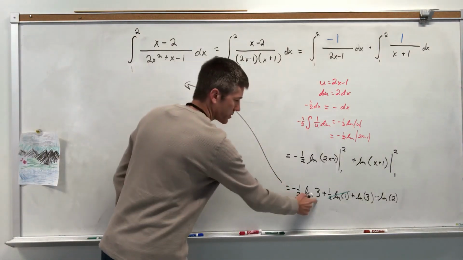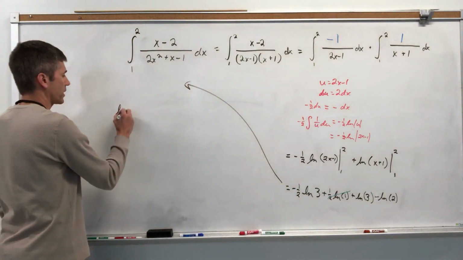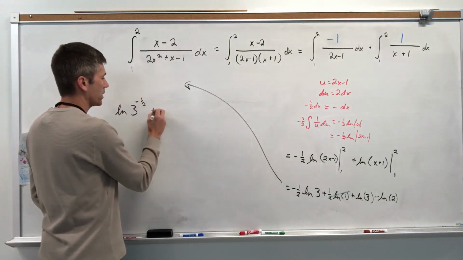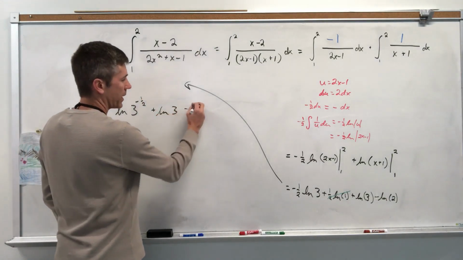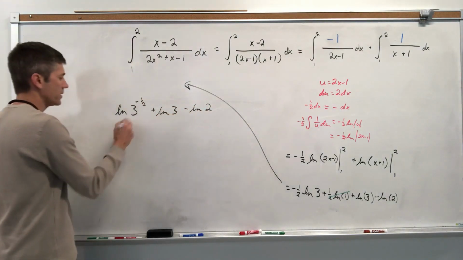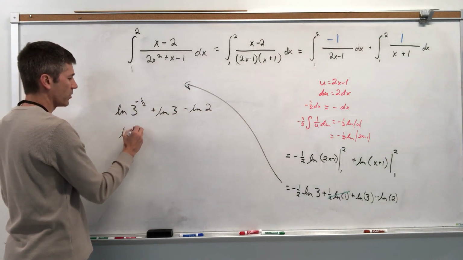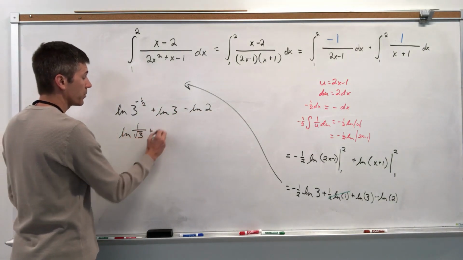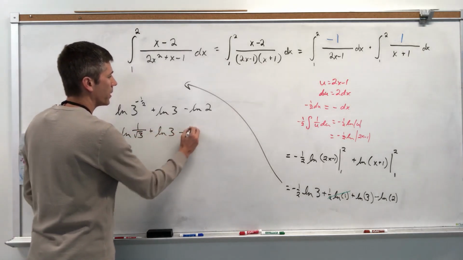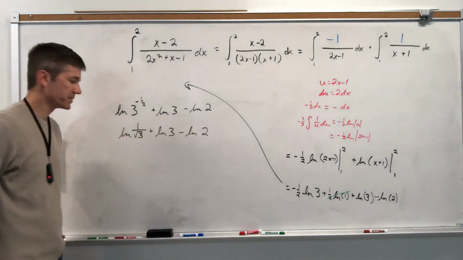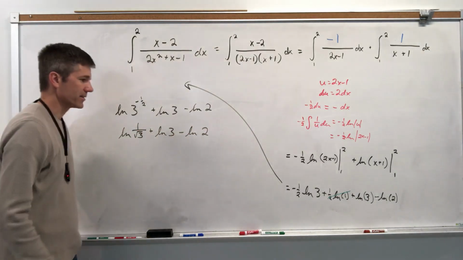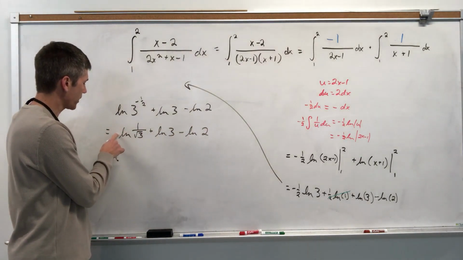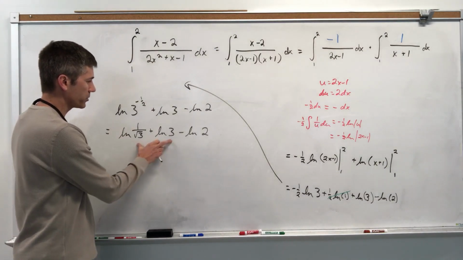This negative 1/2 is going to become an exponent on that 3. So natural log of 3 to the negative 1/2. And then plus natural log of 3 minus natural log of 2. This is the natural log of 1 over square root of 3 plus the natural log of 3 minus the natural log of 2. It's going to get fun. I love this stuff. And then what we're going to do is get this dot off the board, and we're going to multiply those two and divide by that one.